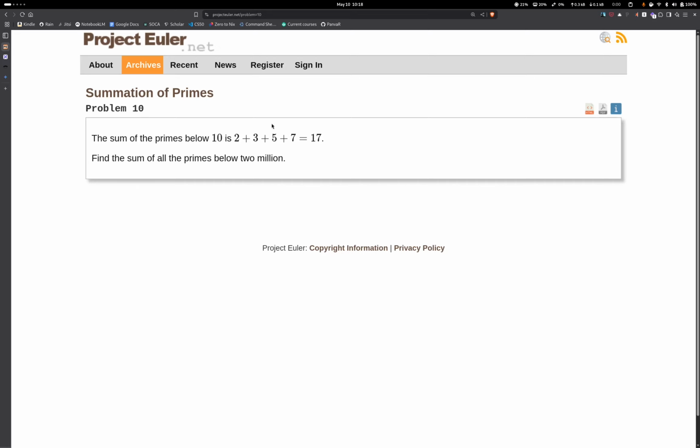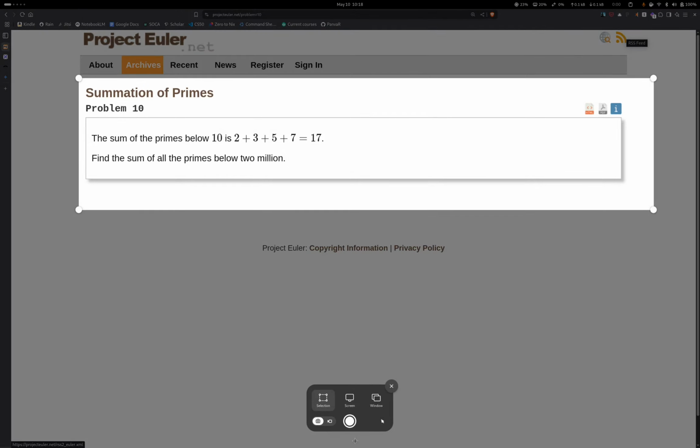Something I want to say about problem 10 is it's a problem that will challenge you not in the solution, but the implementation of the solution. So I will say that right off the bat. Let me show you what I mean.